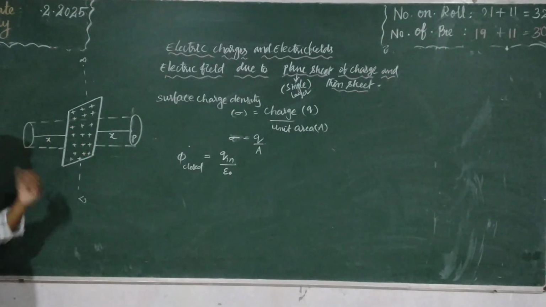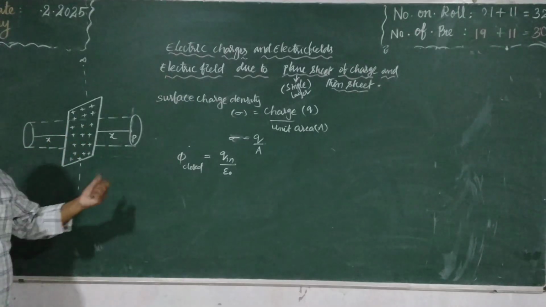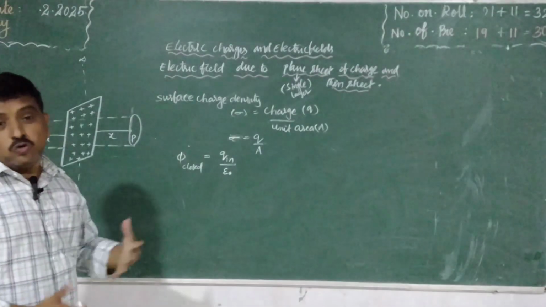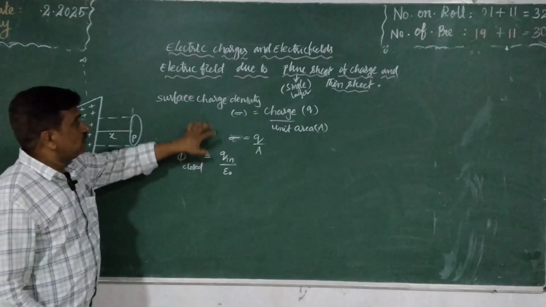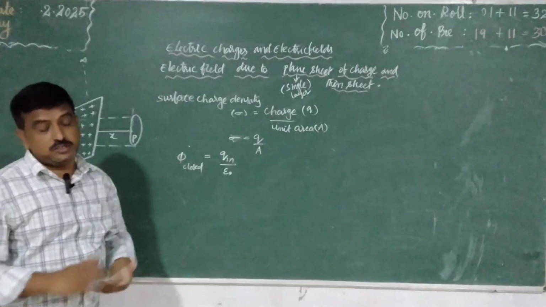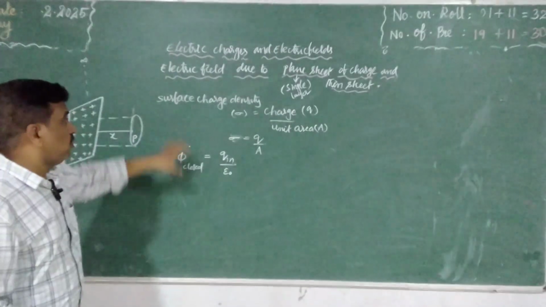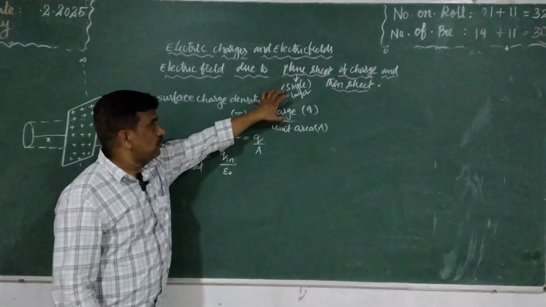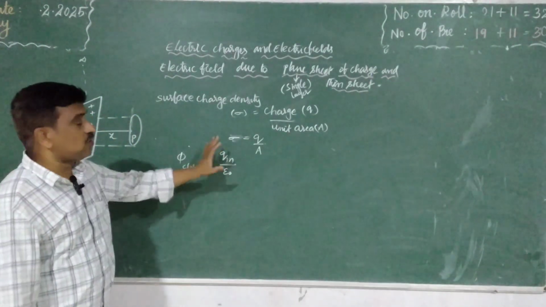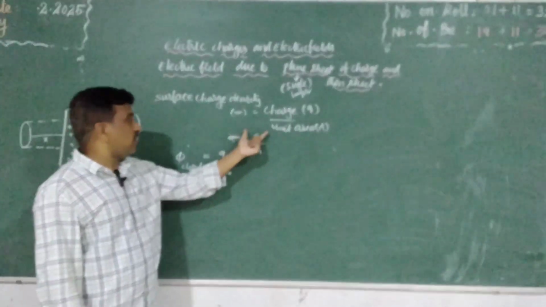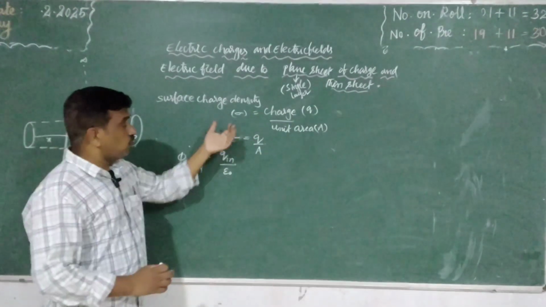This plane sheet has charge. It is an infinite sheet, so how do we find that charge? For calculating charge, we use a new term, surface charge density. What does surface charge density mean? Charge per unit area is called surface charge density. We can write sigma equals Q by A.